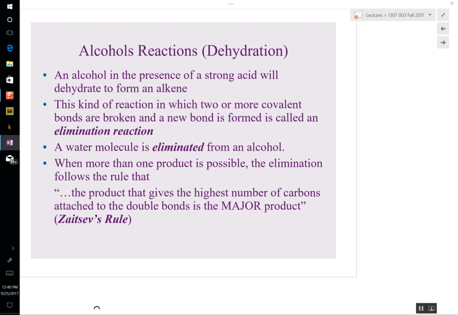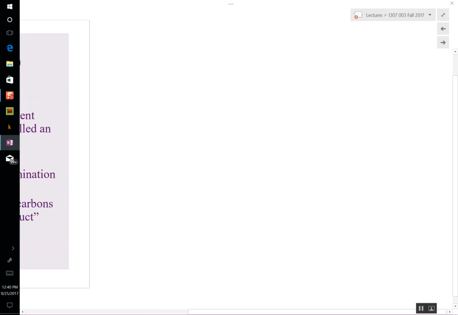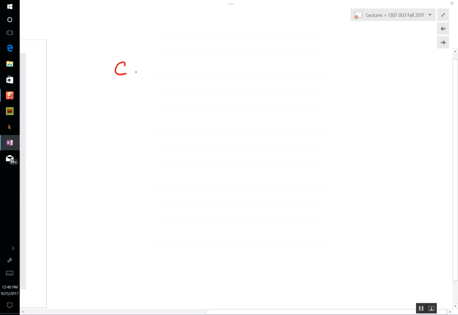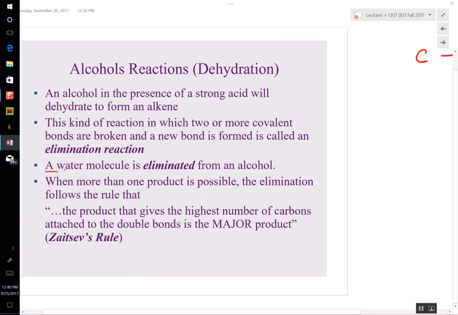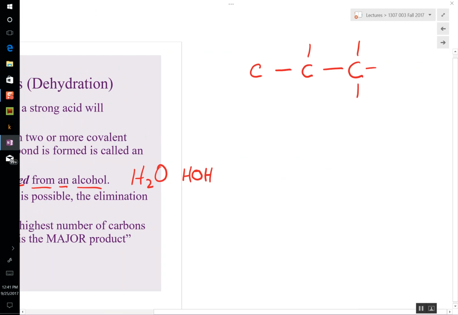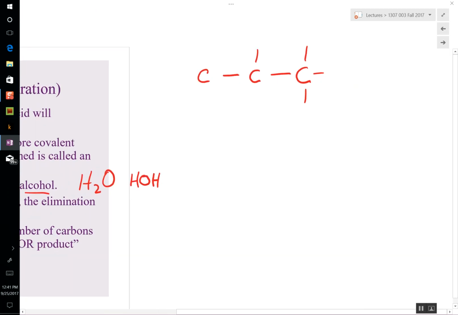The dehydration of alcohols. Before we get deep into major and minor product considerations, let's just look simply at what we're talking about. Over here it says a water molecule is eliminated from an alcohol. So we're going to take an H2O molecule off of an alcohol, or if you want to consider that as an HOH, that's two hydrogens and an oxygen.